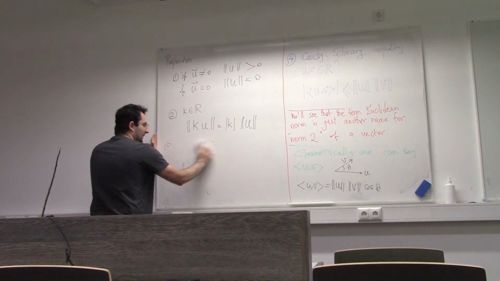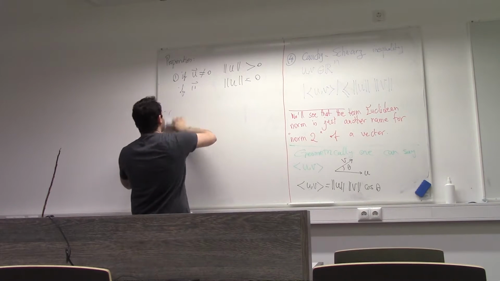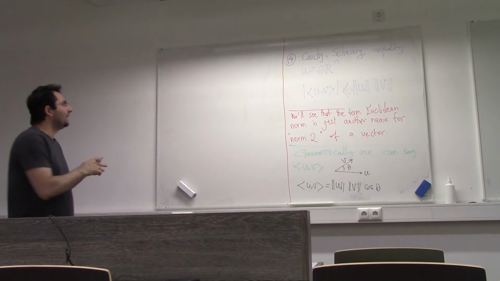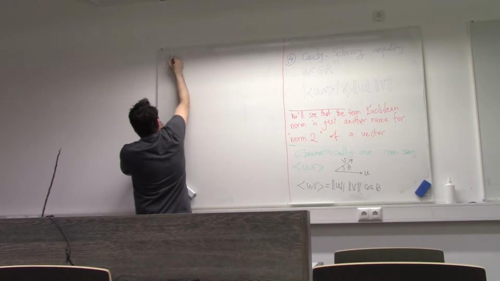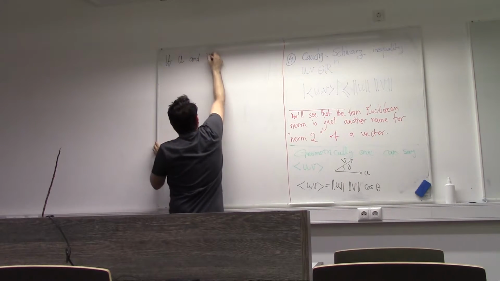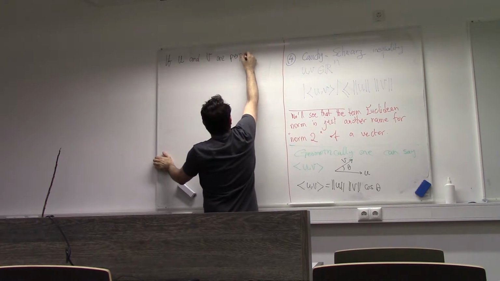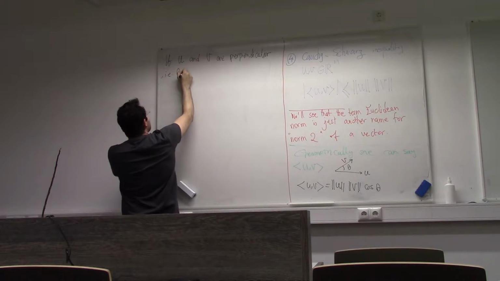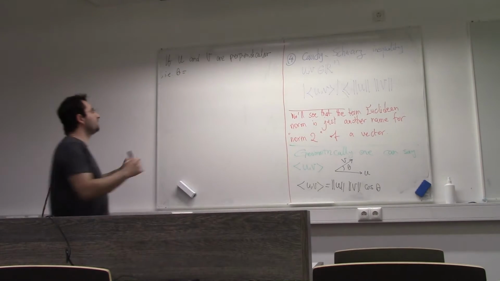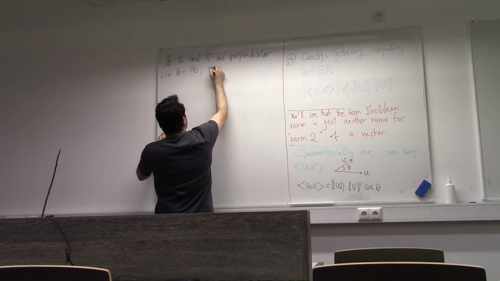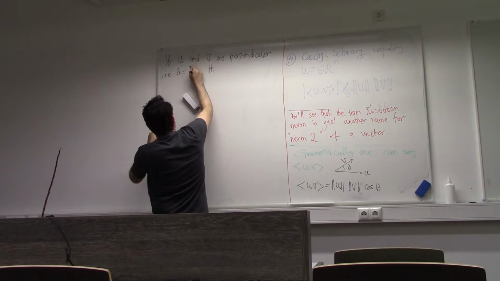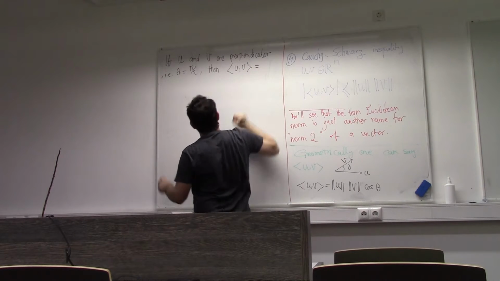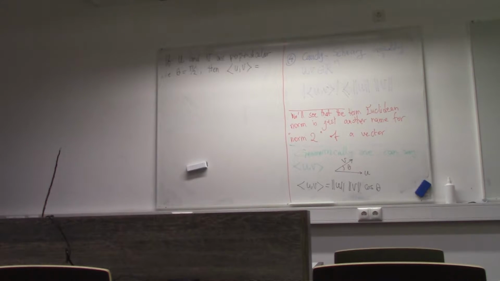So, why do we need to know about this geometrical representation? Because we want to define two very important terms. If U and V are perpendicular, in other words, what is theta? 90, or we write it as pi over 2. Then what is the inner product of U and V? 0.